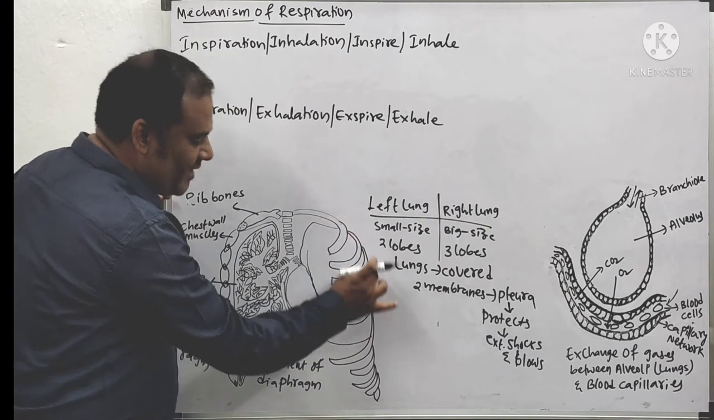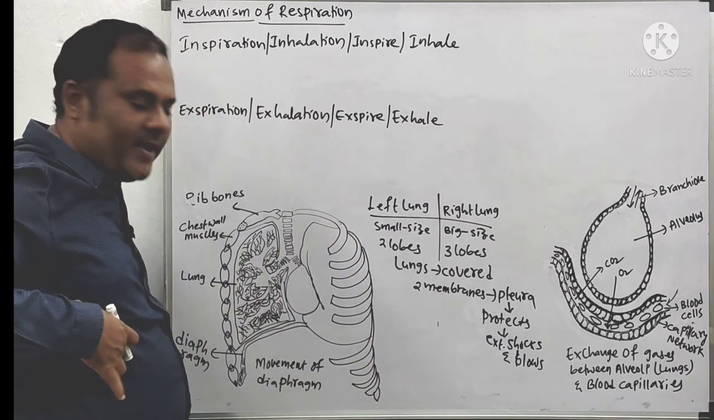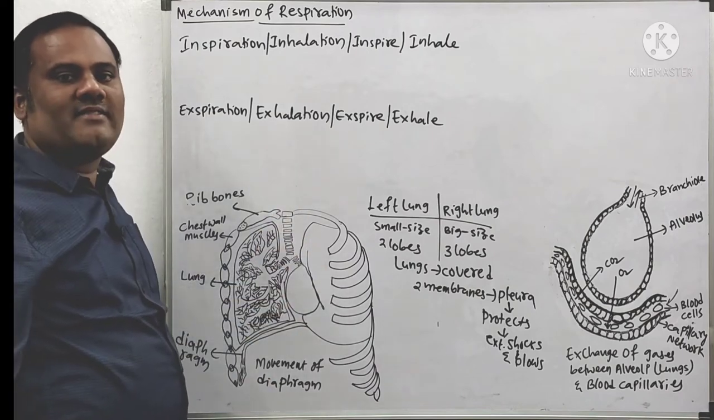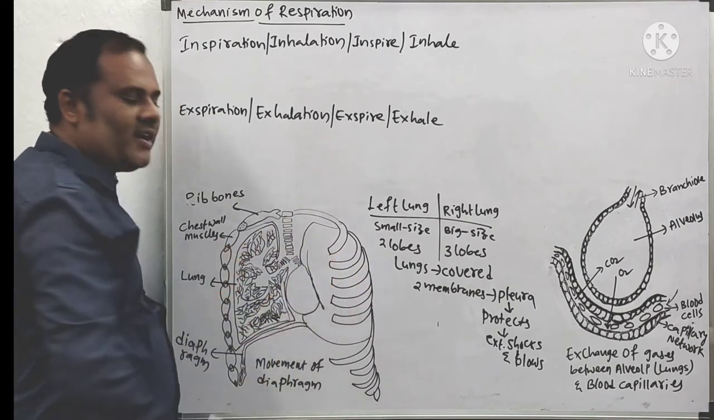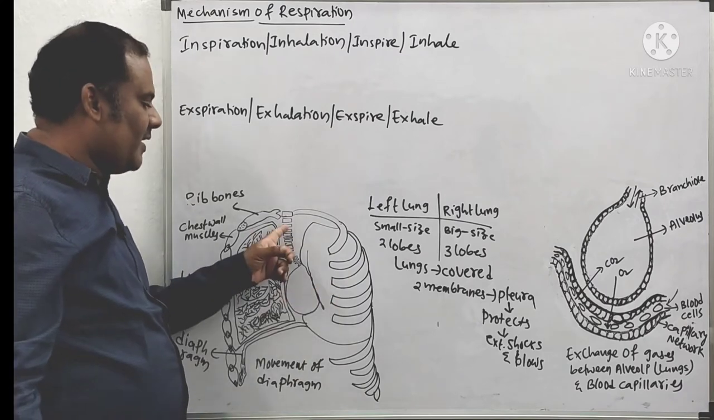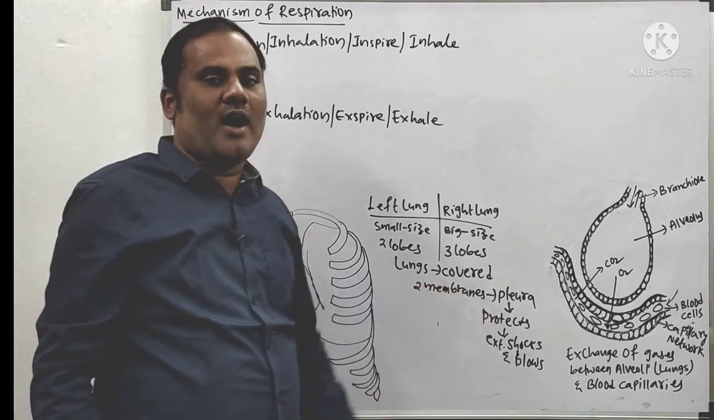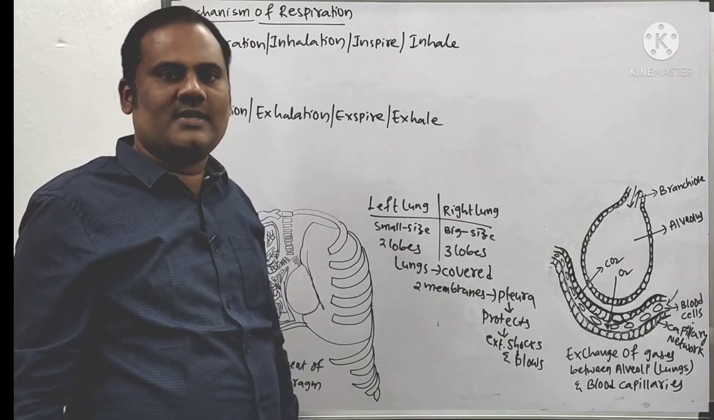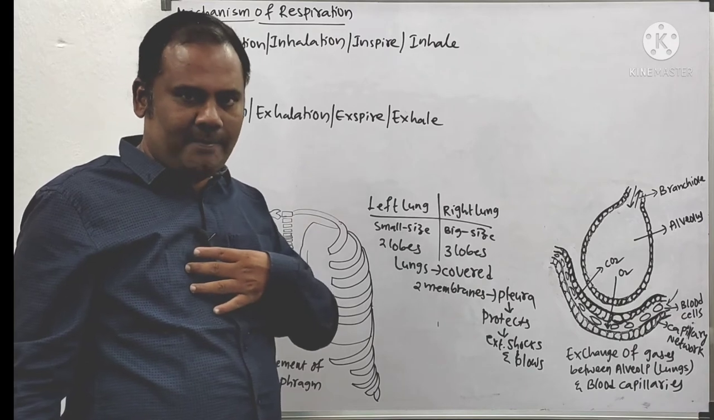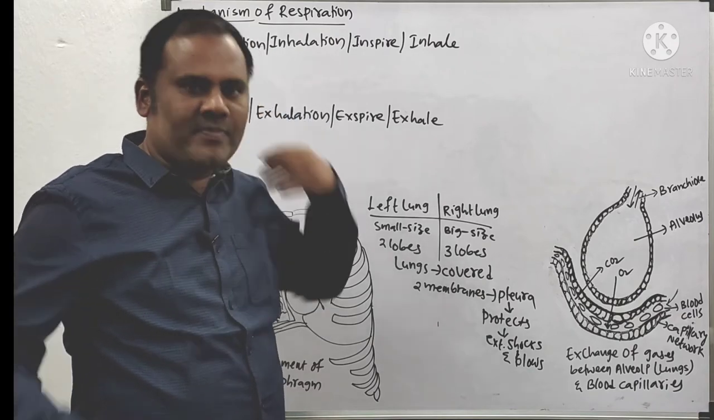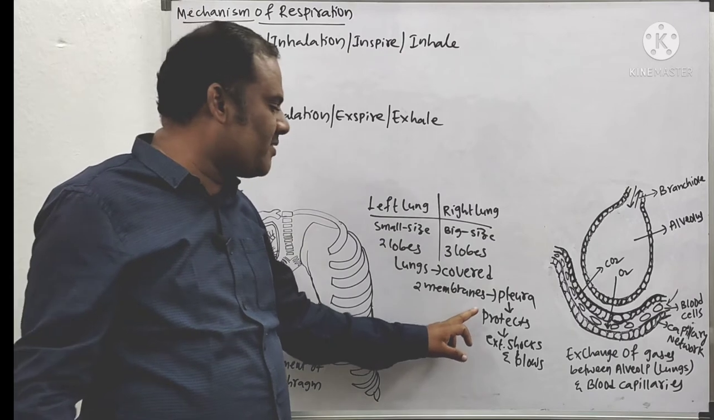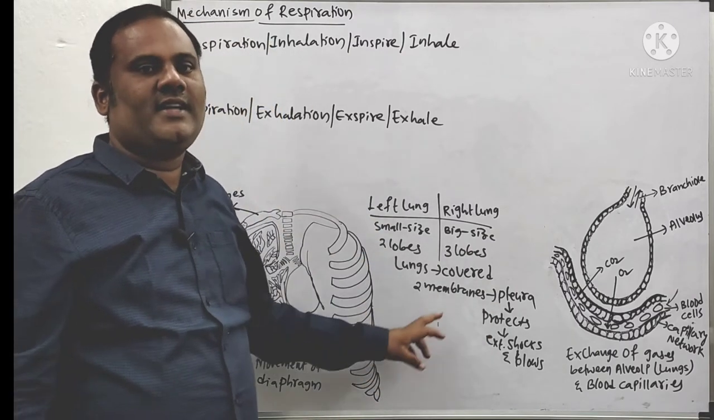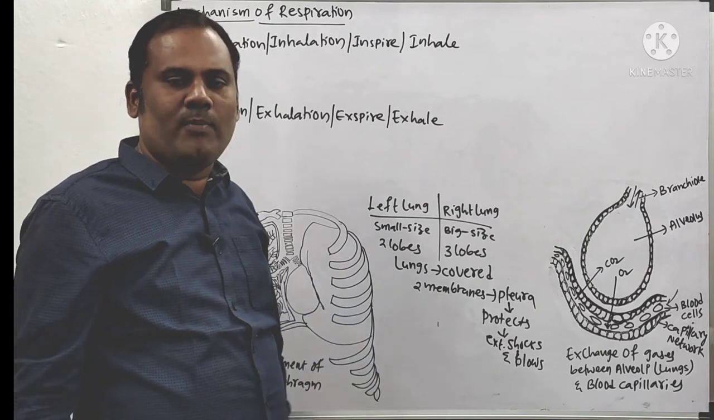Moreover, outside the lungs we have the ribcage. Backside we have the vertebral column, and on the sides we have the ribcage. So the ribcage, vertebral column and pleura are the three protective mechanisms for the lungs. First is the ribcage, next the backside vertebral column, and the lungs are covered by two membranes called the pleura. In the pleura there is a fluid called pleuric fluid that protects the lungs from external shocks and blows.